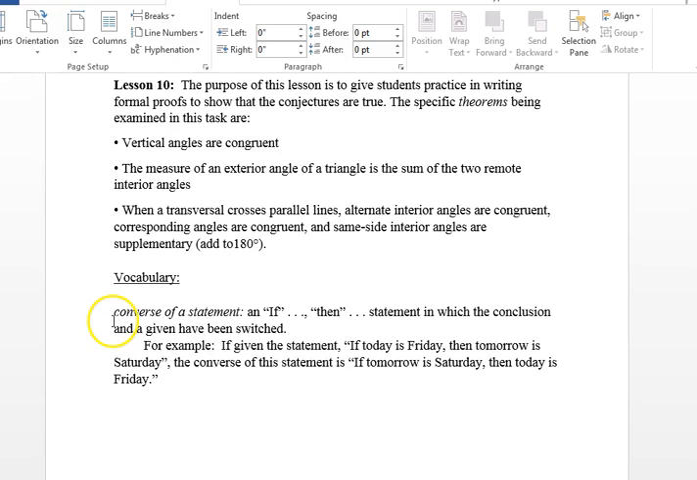A vocabulary word you want to add to your math notebook is the converse of a statement. The converse of an if-then statement is one in which the conclusion and the given have been switched. So for example, if I say, if today is Friday, then tomorrow is Saturday. The converse of this statement is, if tomorrow is Saturday, then today is Friday.